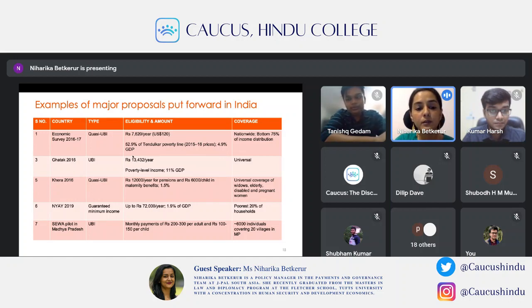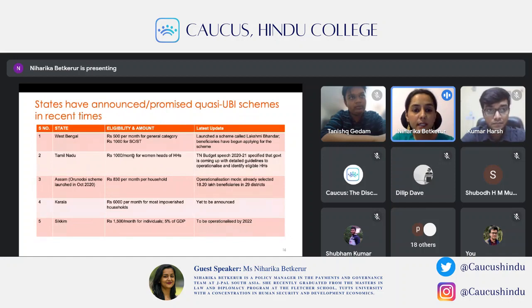And I was also alluding to one pilot which has actually been conducted, and this was by Seva in Madhya Pradesh, where monthly payments were given to adults and children, ranging from 200 to 300 rupees per month for adults and 100 to 150 per child. And this was a very small pilot covering just 6,000 individuals in 20 villages in Madhya Pradesh, but it actually showed quite promising results on a host of development outcomes, and we can discuss this also later.